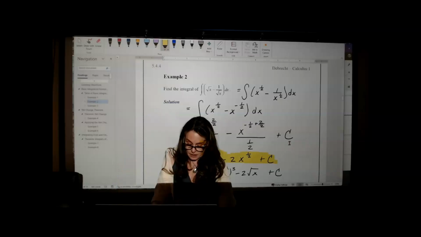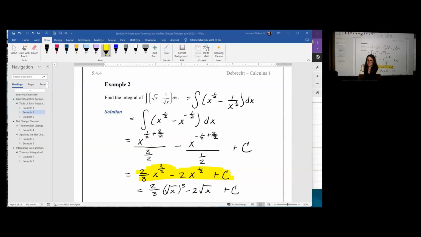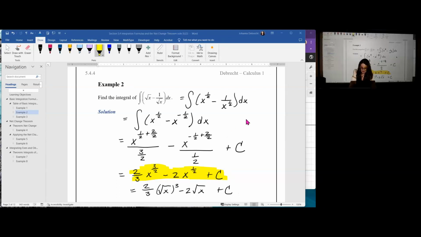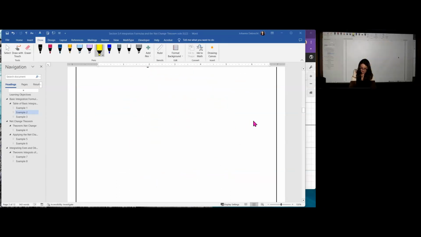Let's now take a look at the next example. And it looks like I forgot to share my screen with you, so let me do that now. All right, moving on. We have one more example before we talk about the net change theorem.